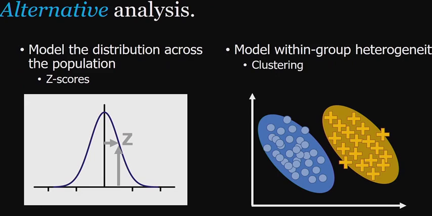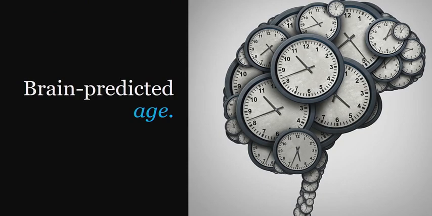Very broadly speaking, you can group the different analysis methods that we're going to talk about today. One approach is to model the distribution across the population, and the simplest way of doing that is just to consider this as a Z-score. There are other ways of looking at this. You could, for example, look at modeling within-group heterogeneity to try and understand what the lay of the land is within a group, and clustering methods are very useful for that kind of thing. So for the next 7 minutes, I'm going to talk about my approach to modeling individual variability in the context of the population.